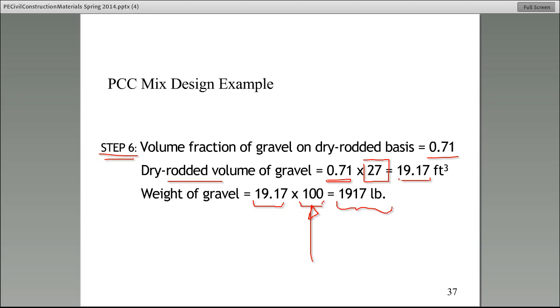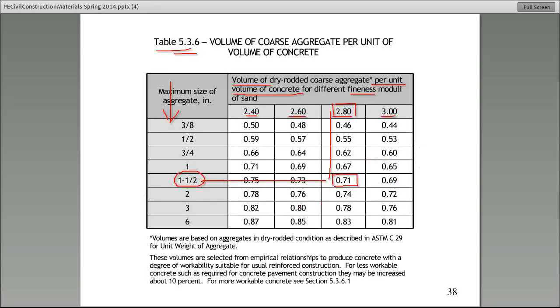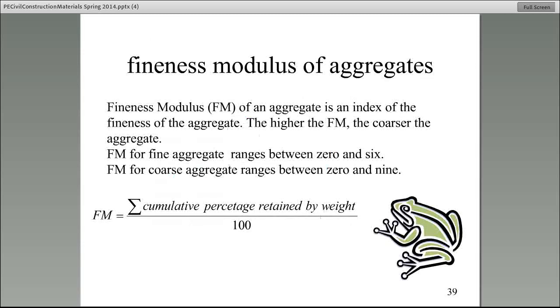So at this point, it's 1917 pounds weight of the gravel, and Stephen says it's dry rodded weight, not bulk density. That's correct. All right, now, this table we've already looked at. Let's move on to slide 39.